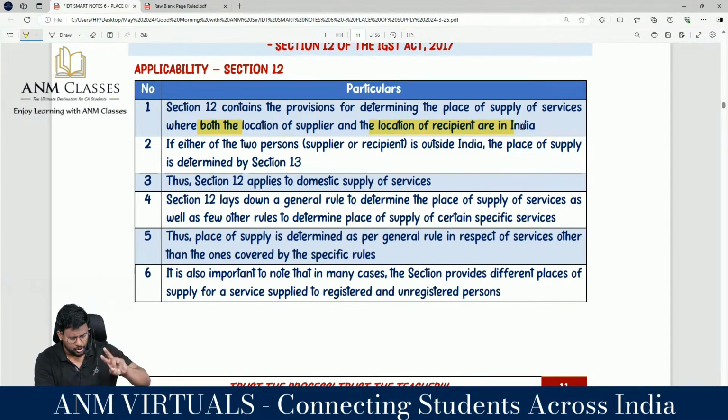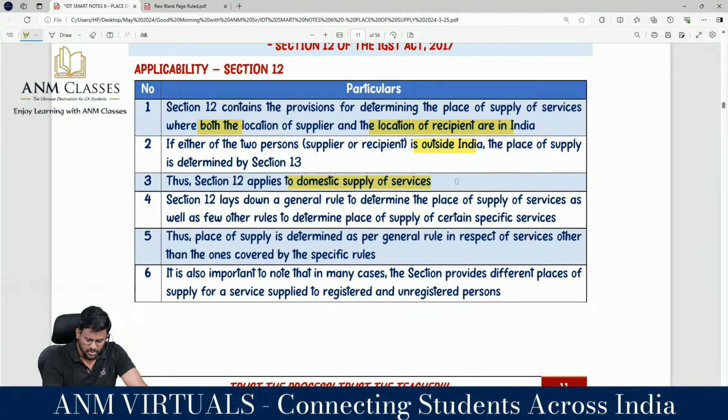If either of the two persons, that is supplier or recipient, is outside India, place of supply is determined by section 13, correct? Yes. So if both the people are situated in India, we have to follow section 12. If one of the persons is situated outside India, we have to follow section 13. Clear? Section 12 applies to domestic supply of services because both service provider and service recipient are situated in India.